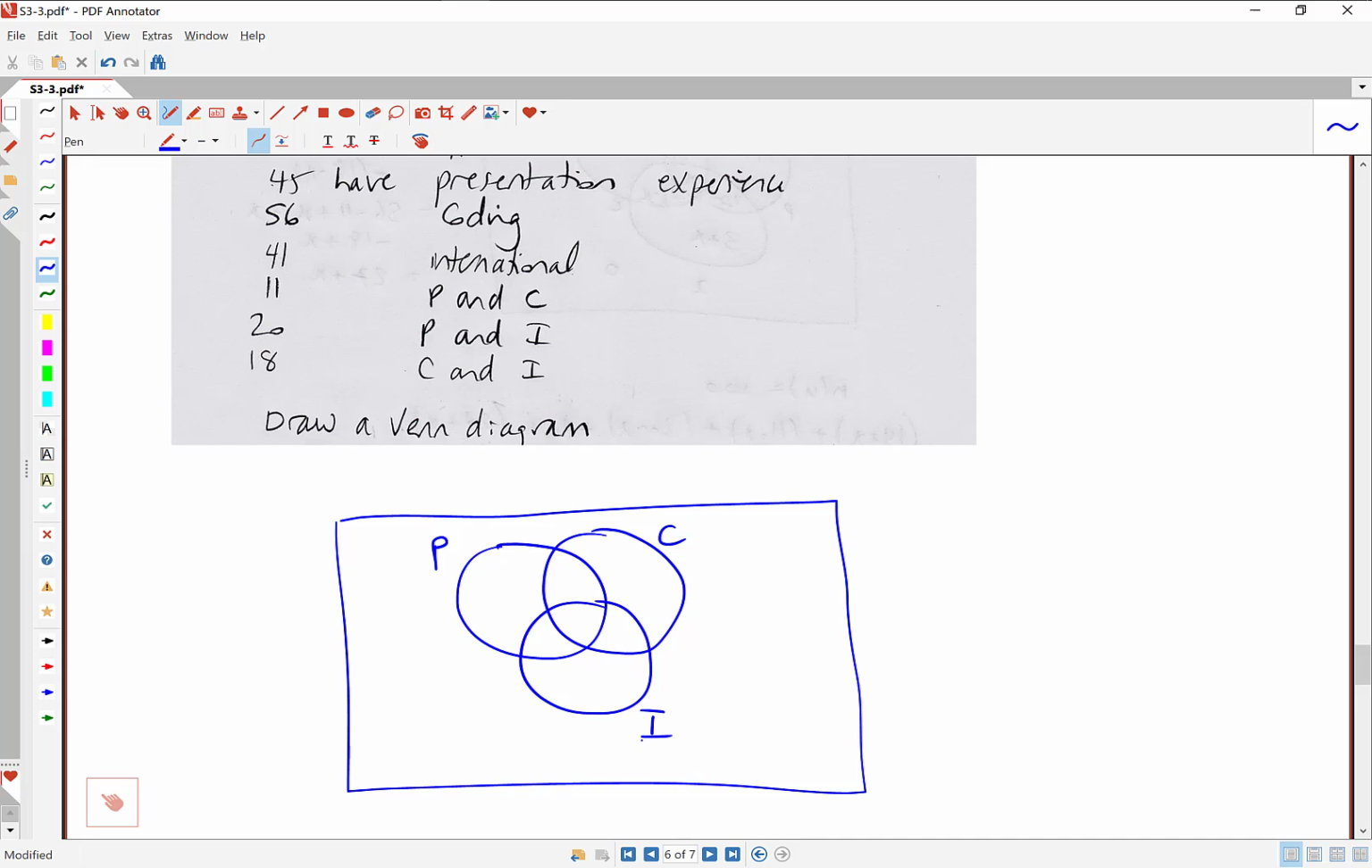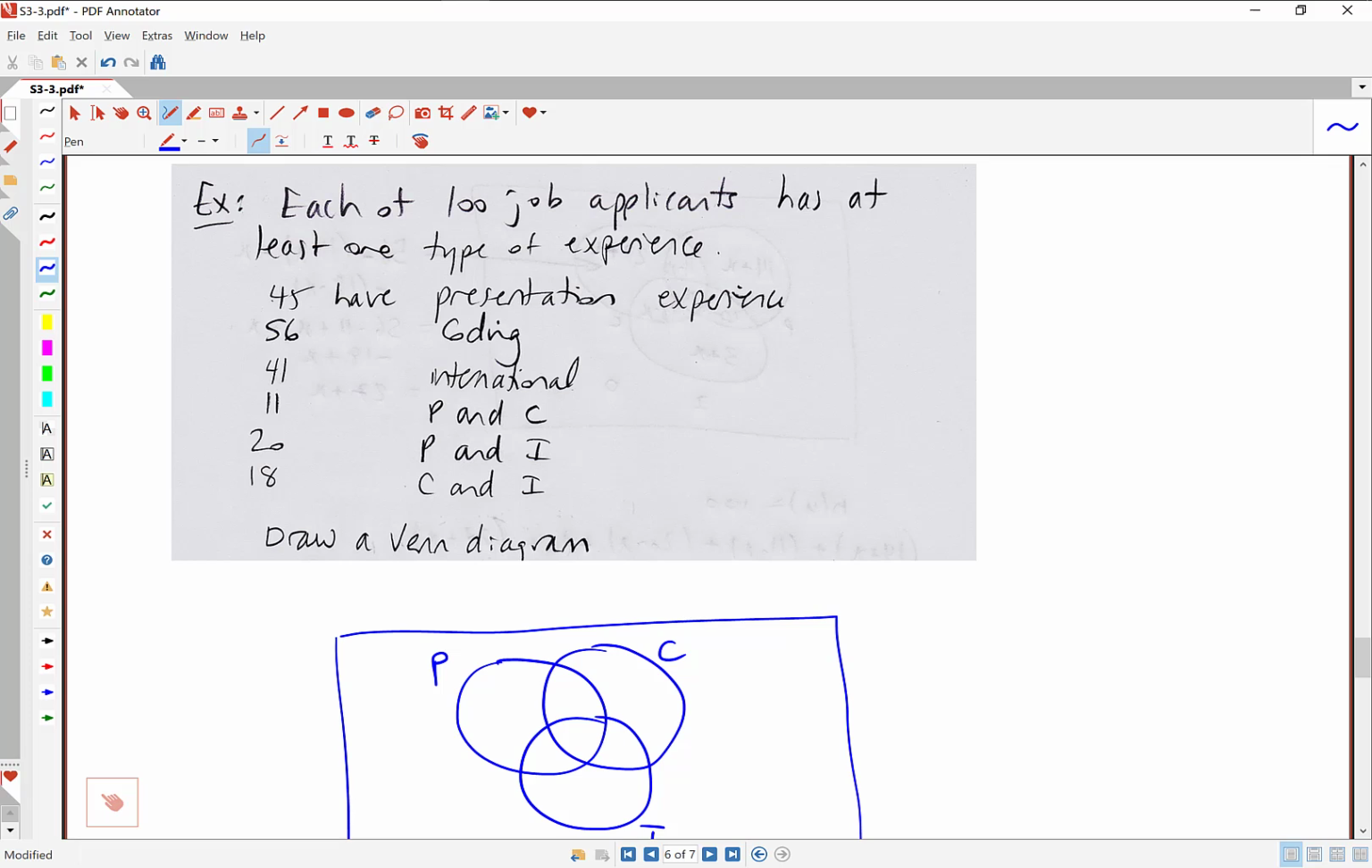All right, so let's see if we've got any basic regions here. Well, we've got 100 job applicants in total. Our sum of the numbers inside the rectangle is 100. But each of these job applicants has at least one type of experience. So that tells us that no one has no experience. So that tells us that the number on the outside is 0. No one is outside all 3 circles.